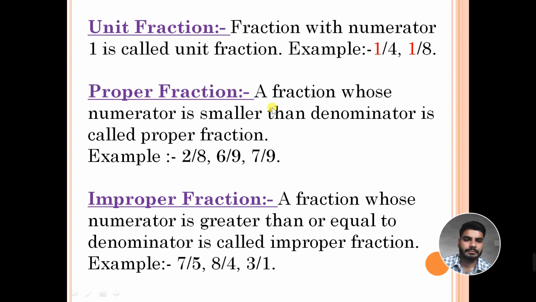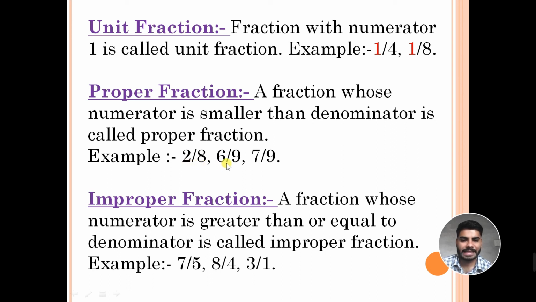Proper fraction. A fraction whose numerator is smaller than the denominator is called a proper fraction. Now you all can understand this with the help of these given examples: 2 by 8, 6 by 9 and 7 by 9. You all can compare the numerator with the denominator. Here the numerator is 2 and the denominator is 8. So 2 is smaller than 8. So this is a proper fraction.